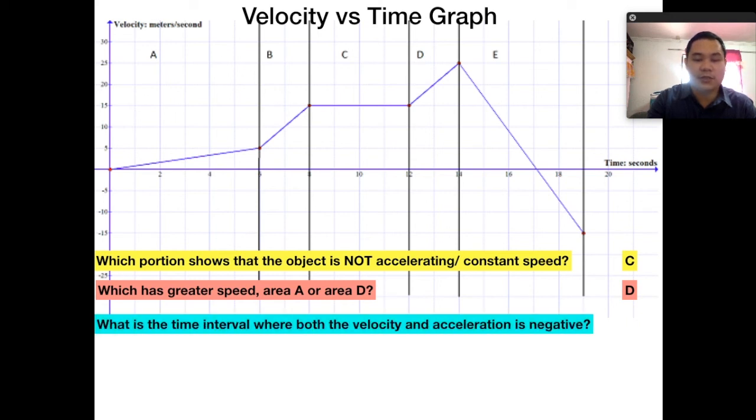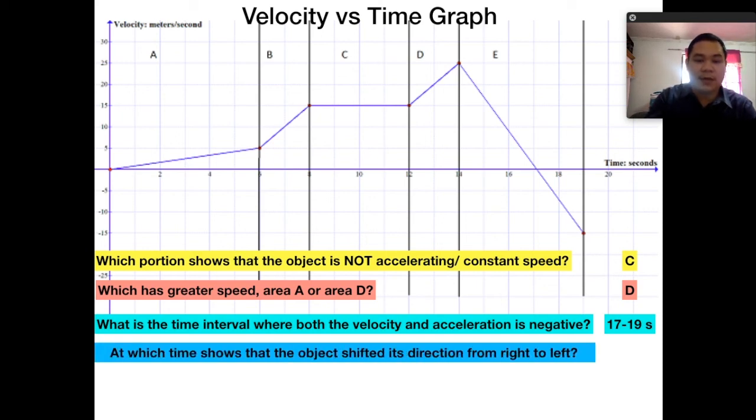How about this third question? What is a time interval where both the velocity and acceleration are negative? So meaning, we have to look for negative velocity and negative acceleration. Therefore, the answer is 17 to 19 seconds.